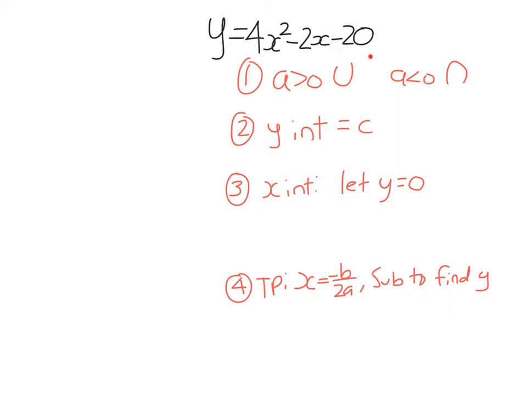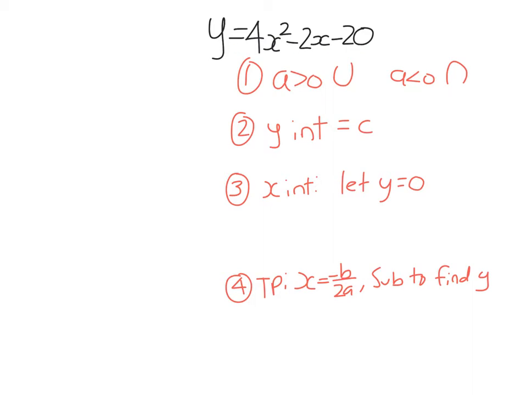This constant term, when it's written in this form ax squared plus bx plus c, this number by itself is the y-intercept. Now, the real work comes in finding the x-intercepts. We let y equals 0 and solve the quadratic. And fourth, finally, we find the turning point, which is using this formula here. We then substitute the value we get for x into here to find y.